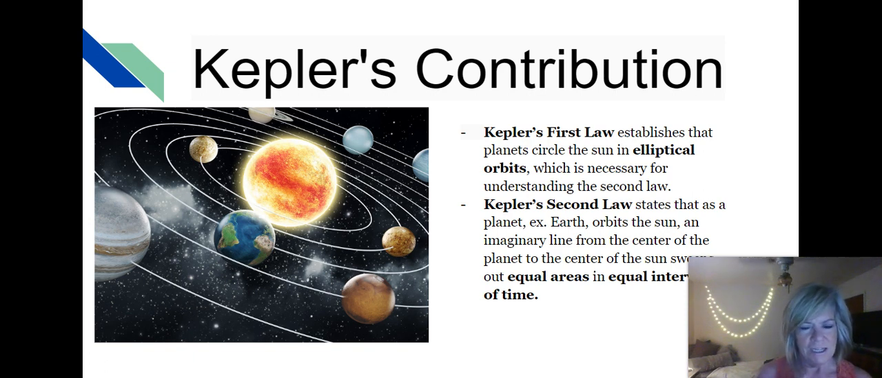And then, based on the fact that they have elliptical orbits, the second law, which remember he did discover first, states that planets, such as Earth, for example, orbit around the sun on an imaginary line from the center of the planet to the center of the sun, and it sweeps equal areas over an equal amount of time. So equal areas, equal time is how that works.